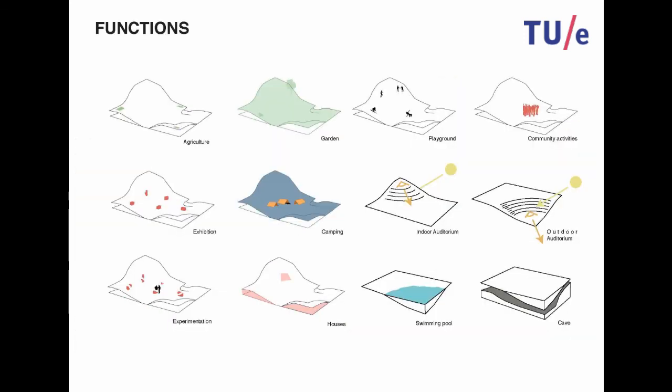Finally, the concept allows a range of functions. There are agriculture, garden, playground, community activities, exhibition, camping, indoor and outdoor auditorium, experimentation, houses, swimming pool, and cave. And all those functions generate a real social life in the Ecotoren.